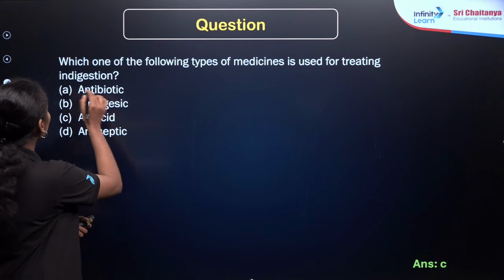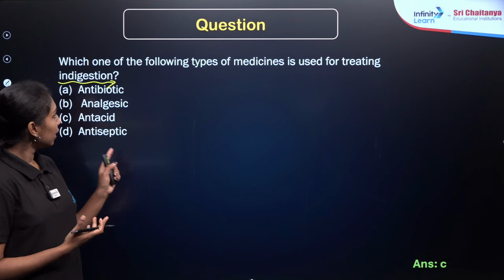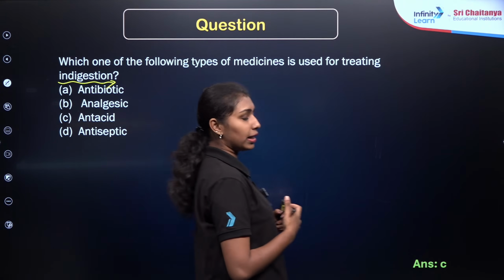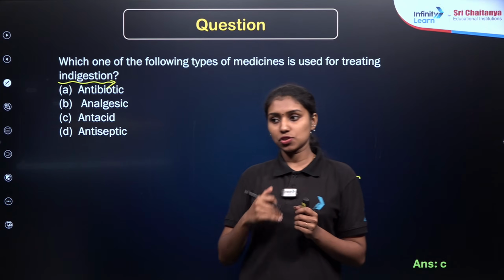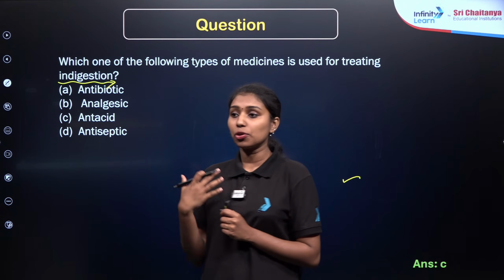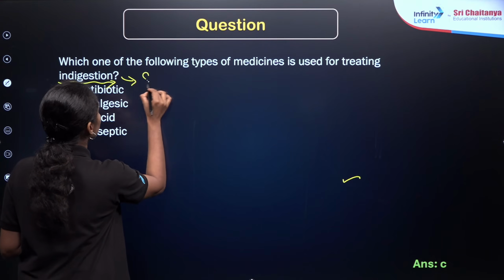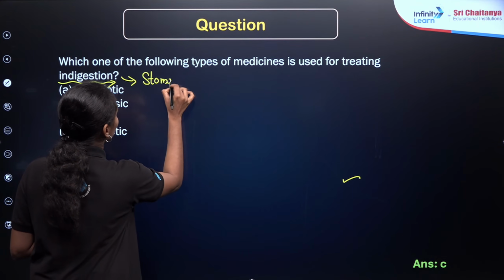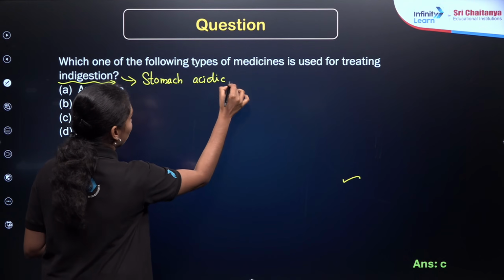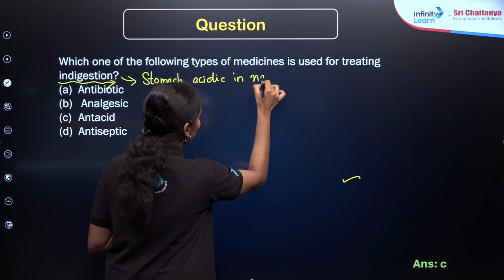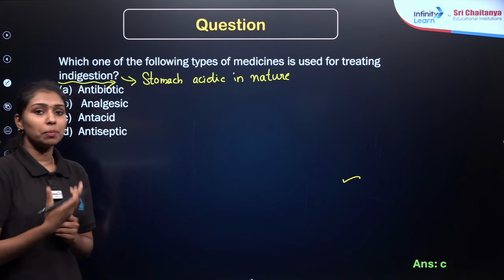So we know what the condition of indigestion is. If you are not eating properly, there will be production of excess acid in our stomach, right? As we already know, hydrochloric acid is present in our stomach. If you are not eating properly, it will produce more and more hydrochloric acid, making the stomach acidic in nature, which will lead to indigestion. So we need to neutralize the amount of acid present in our stomach by adding an alkaline or basic solution.